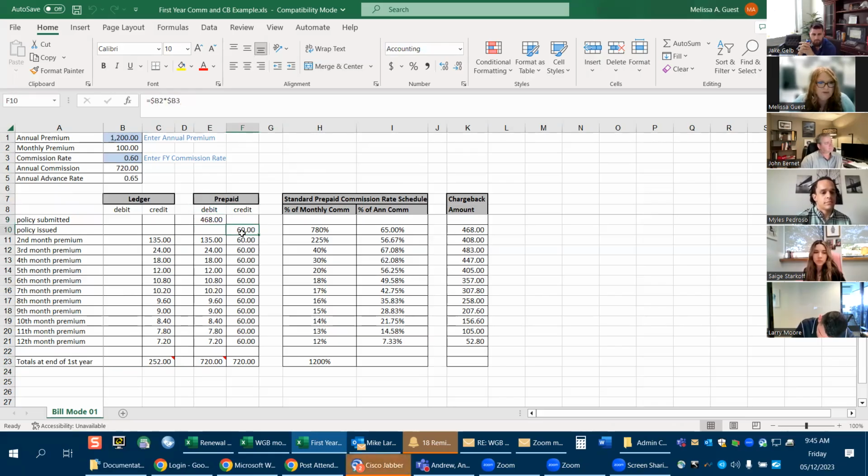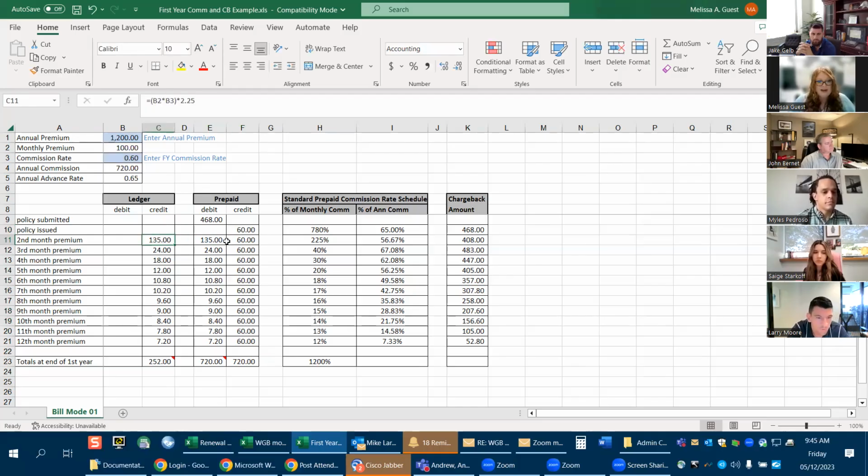And then each month of the first year, you'll see that the calculated commission is just the monthly premium times the agent's commission rate. So this is the first year commission that's credited to the prepaid balance, and it's decreasing the prepaid balance every month. Okay, and so that's just the calculation. And you can change these amounts and it will calculate it for you.